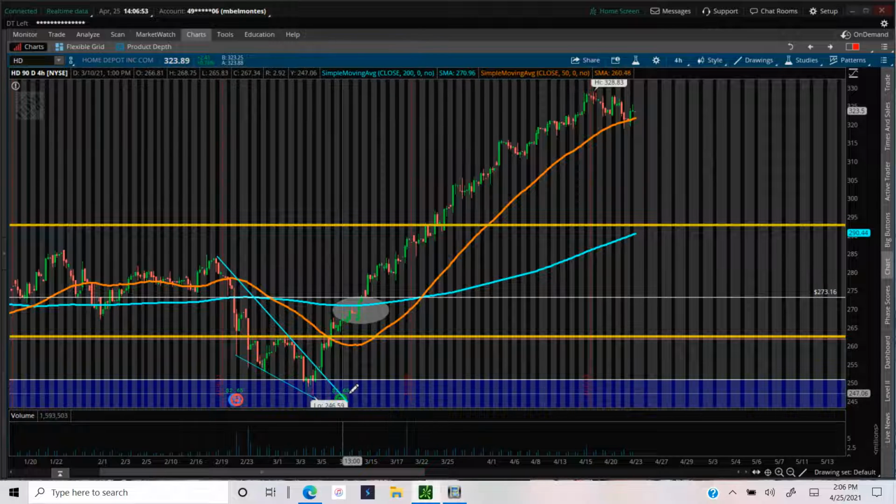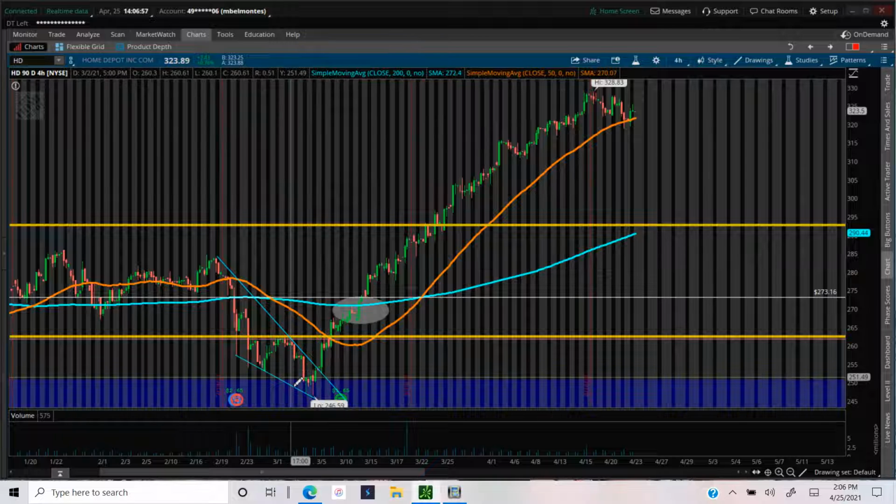Now, if you enter a position here, this will be an early entry. This here would be an early entry. This here would be a confirmation to the upside at the break of this wedge. Notice how this candle broke above the 50 SMA.